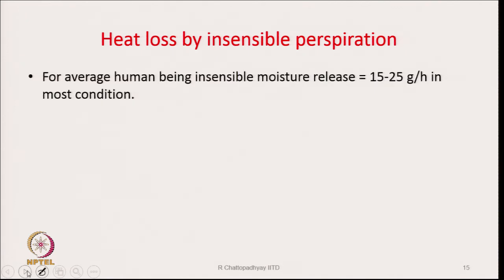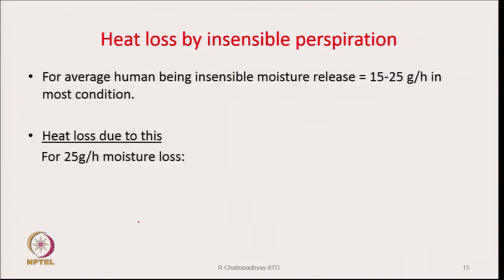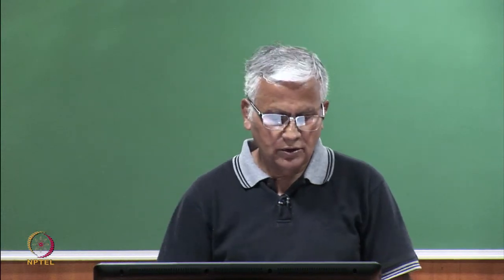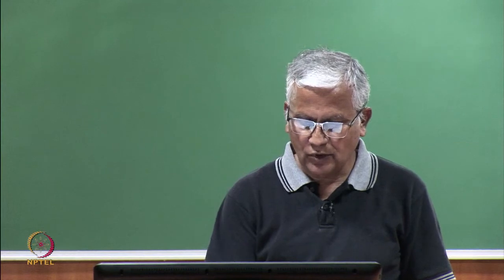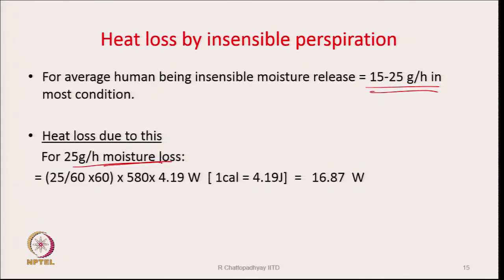Heat loss by insensible perspiration: we have written that generally insensible perspiration is around 15 to 25 gram per hour, and if this much moisture is lost, how much heat are we going to lose? For 24 gram per hour of moisture loss, we are going to lose 16.87 watt of heat.